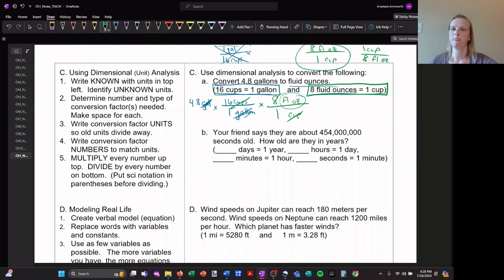Looking at this math problem, I multiplied by a fraction that means 1, and I multiplied by another fraction that means 1. So with this expression, I'm going to end up with a number that isn't 4.8 gallons anymore, but it means the exact same thing as 4.8 gallons, just in fluid ounces instead, because the gallon units got divided away and the cups got divided away. So the math that I'm left with to do is 4.8 times 16 times 8 divided by 1 divided by 1. And if I punch all that into my calculator, I end up with 614.4 fluid ounces.